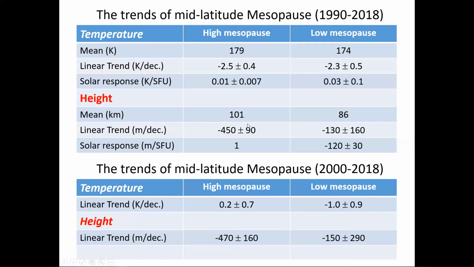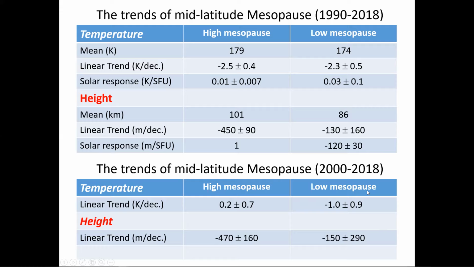For the mesopause height, if we include the data from 1990 to 2020, the overall dropping rate is about 450 meters per decade for high mesopause, and 130 meters per decade for low mesopause. Like I said, once we include the uncertainty, the low mesopause dropping rate is actually statistically insignificant. And the interesting part is the high mesopause height doesn't seem to be affected by solar activity, whereas the low mesopause height has some response to the solar activity, which is interesting.